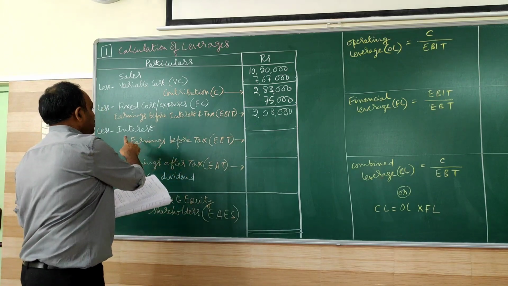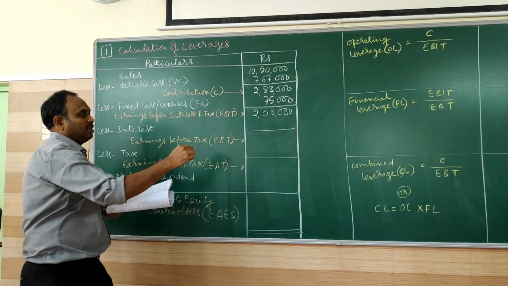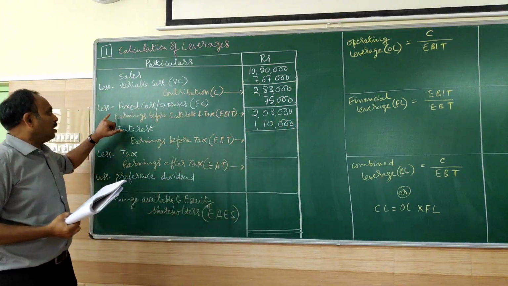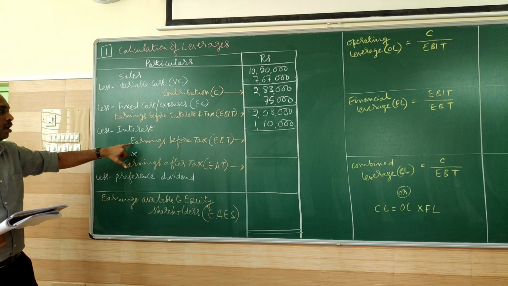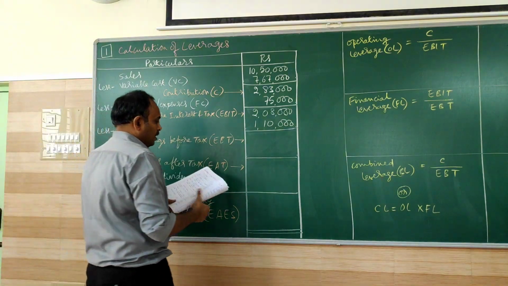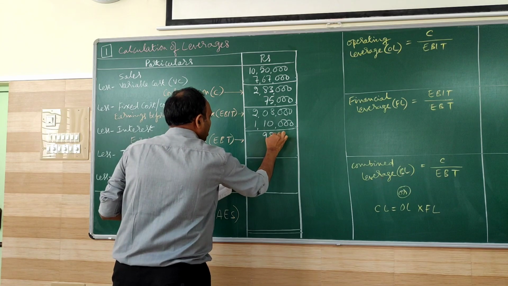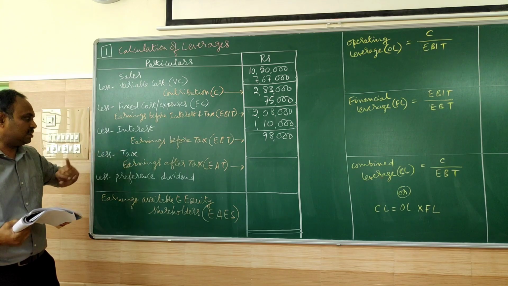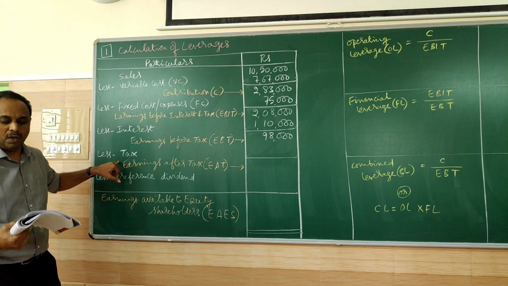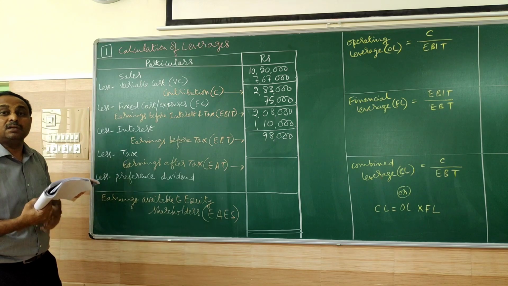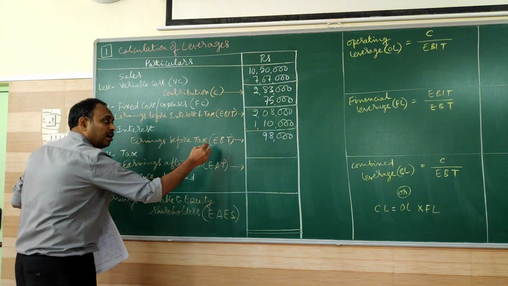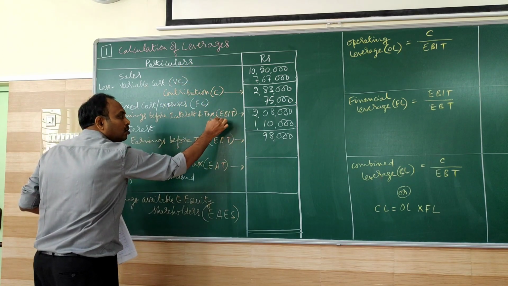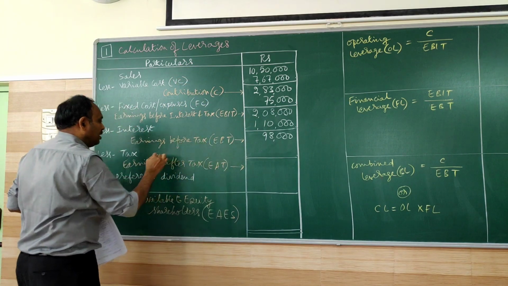Then the next one is the interest. Interest is given in the problem again, the amount 1,10,000. So after deducting interest, it is going to be called earnings before tax. So the result of EBT is 98,000. That is EBT, earnings before tax. In the last line of the problem you have 30% tax. So 30% tax is to be calculated always on EBT, not on the sales, not on contribution, not on EBIT. It is always on EBT.